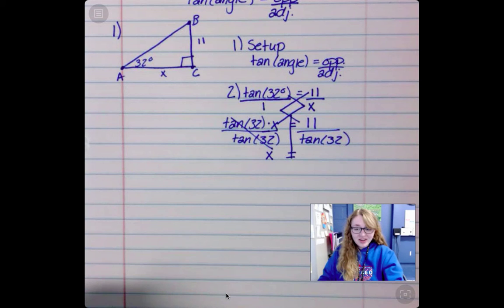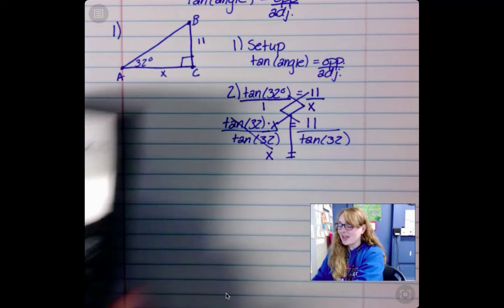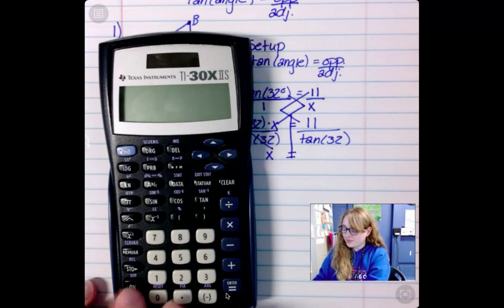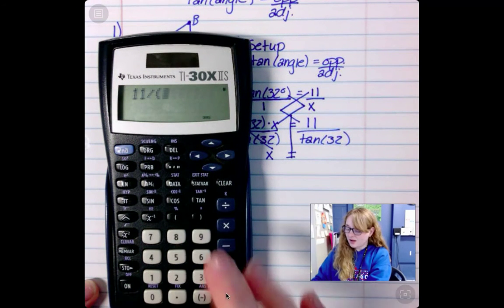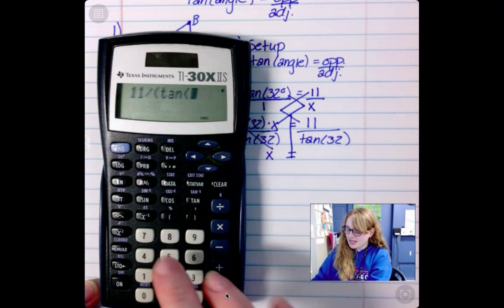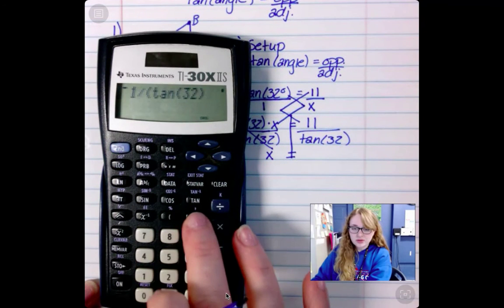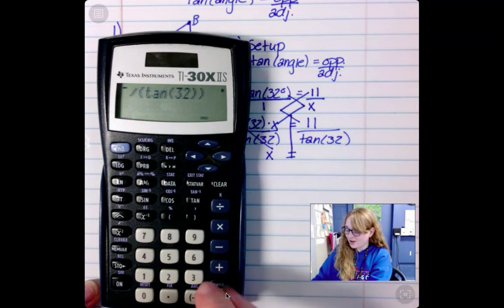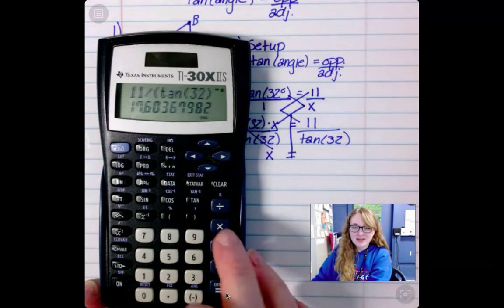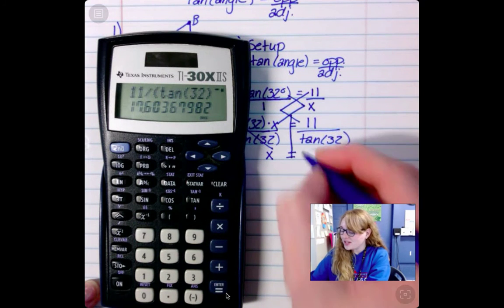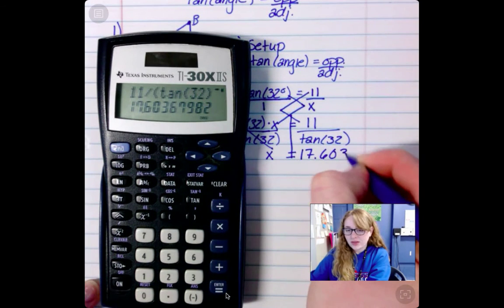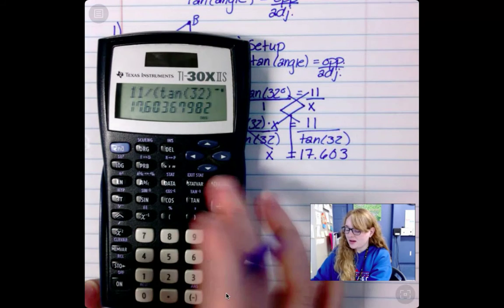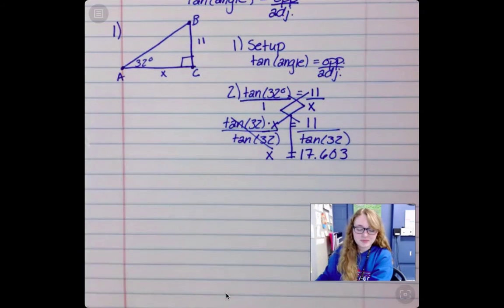And then 11 divided by the tangent of 32 is a little confusing here. So we are going to take our calculators here. We're going to hit 11 divided by, and then I'm going to put this in parentheses, tangent of 32, close the parentheses, and we get our decimal approximation of 17.603. I just want 3 numbers after the decimal here.